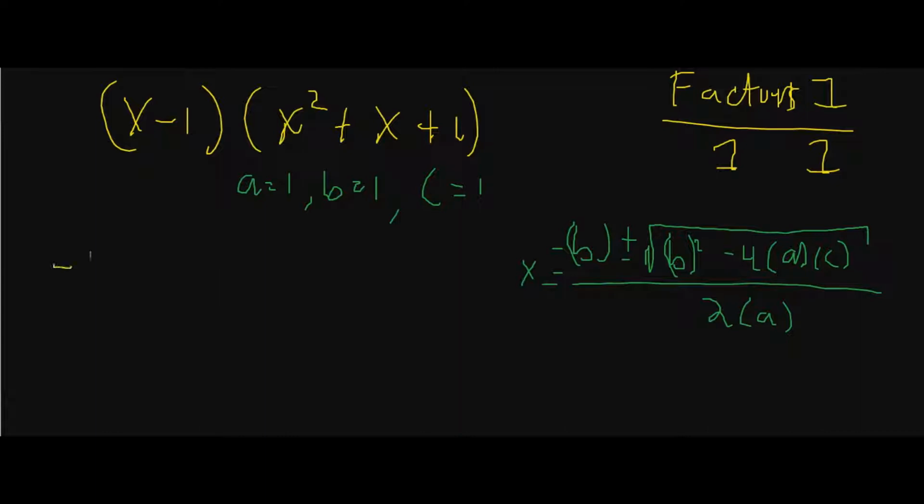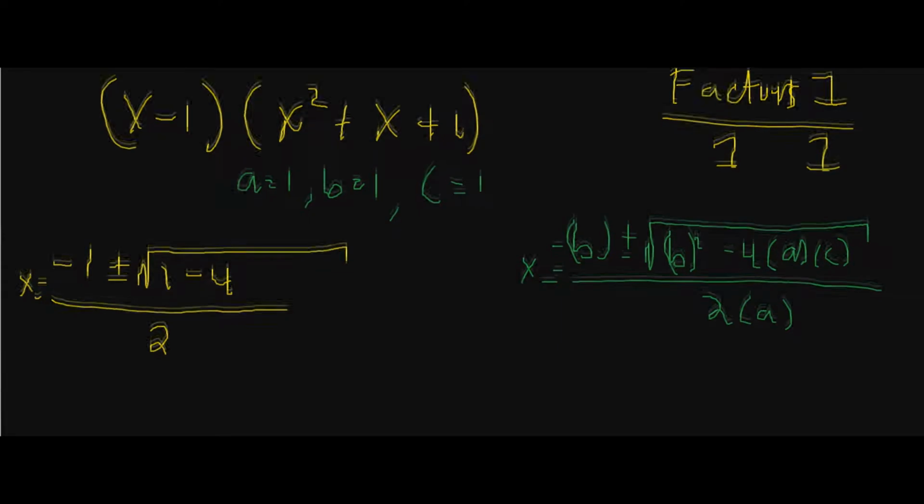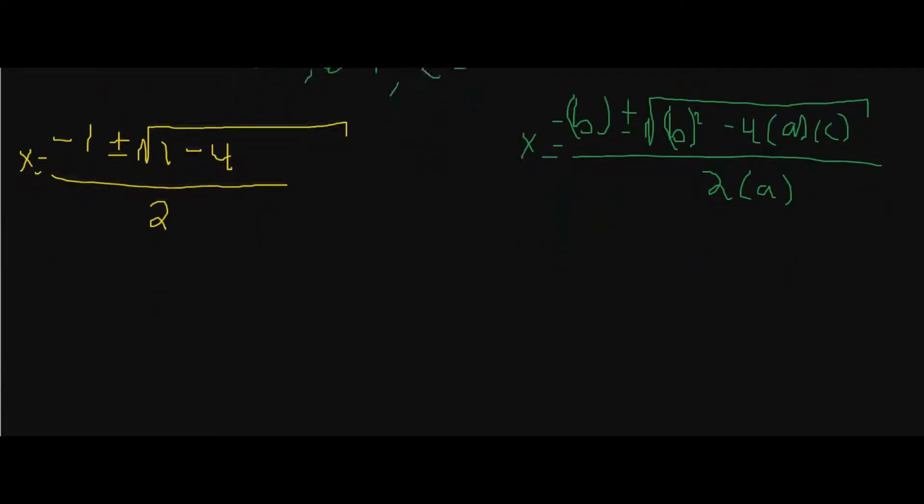We're going to get negative 1 plus or minus the square root of 1 squared, which is just 1, minus 4 times 1 times 1. Well, 4 times 1 times 1 is just 4, so there's going to be 1 minus 4, all divided by 2 times 1. Well, 2 times 1 is just 2, okay? So I am doing this rather quickly, so I do apologize. If you're a little confused, just go ahead and ask me in class and I'll help you out.